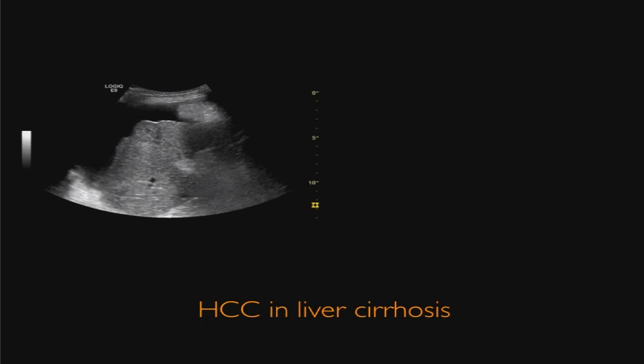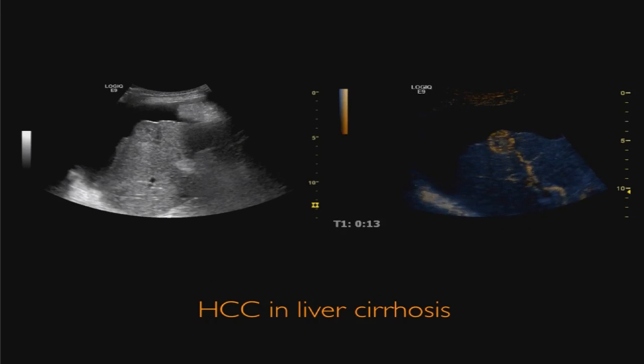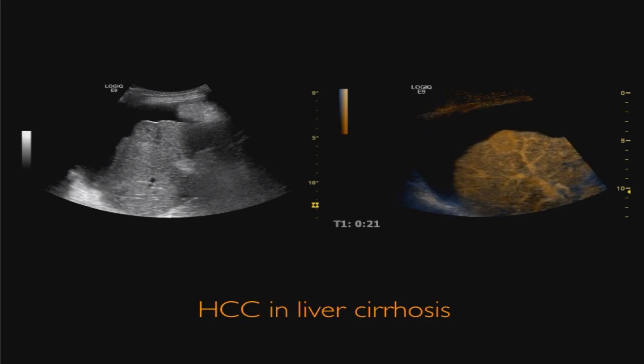This is, of course, an easy job. This is an HCC in a liver cirrhosis. And, of course, we're looking for the supplying artery. How many supplying arteries are there? Here we recognize just one. And you can see it just like a ball taking up the contrast. And again, after a couple of seconds, it's becoming isoechoic with the parenchyma.